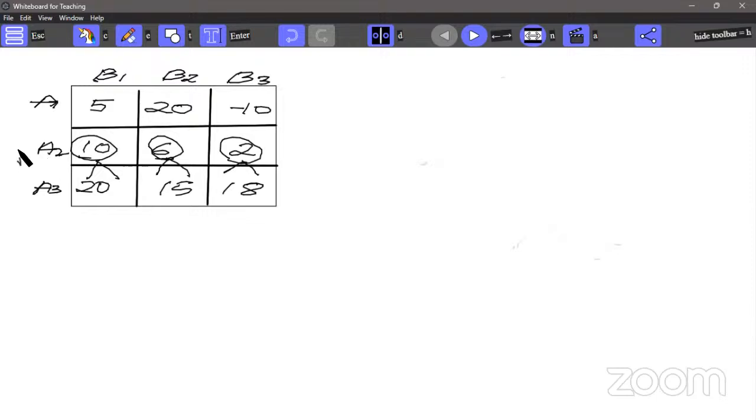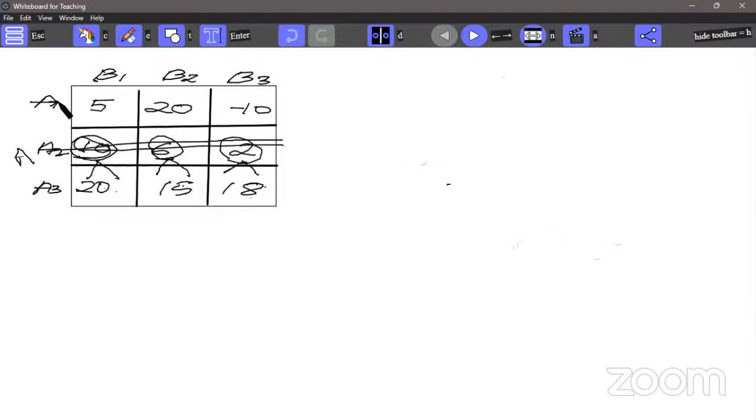If A is using the A2 strategy, irrespective of what B is choosing, he is getting payoffs which are lesser than 20, 15, 18, isn't it? 10 is lesser than 20, 6 is lesser than 15, 2 is lesser than 18. So A will think, why should I use A2? He will remove that strategy. Is that clear? It is a weaker strategy.